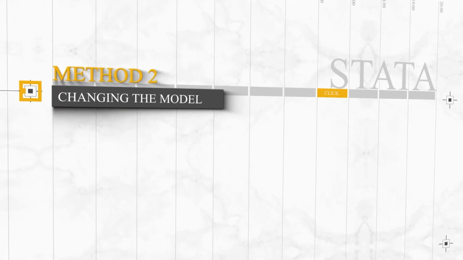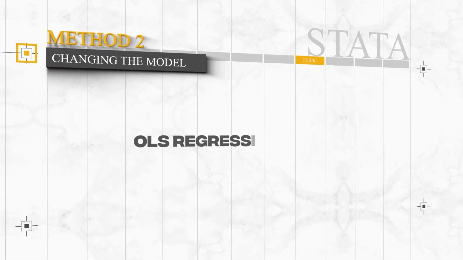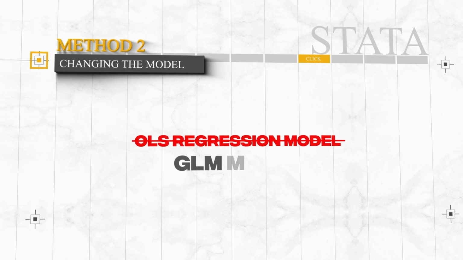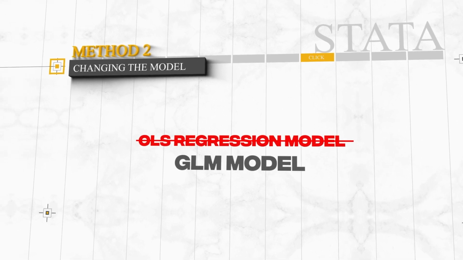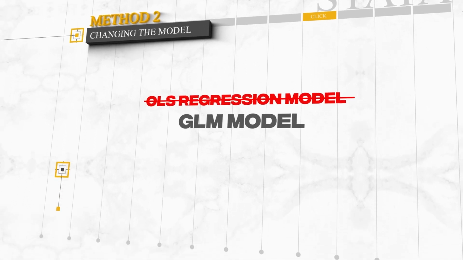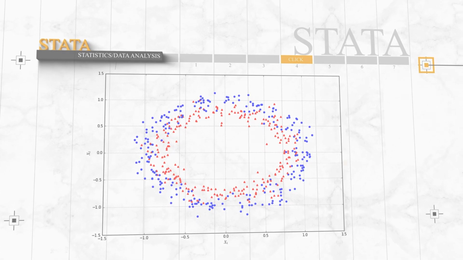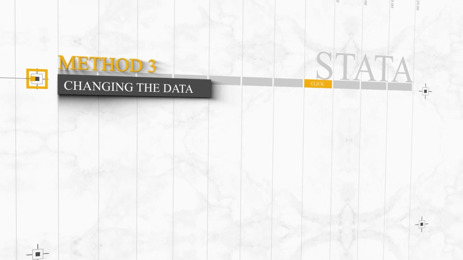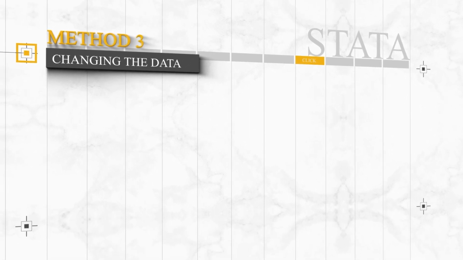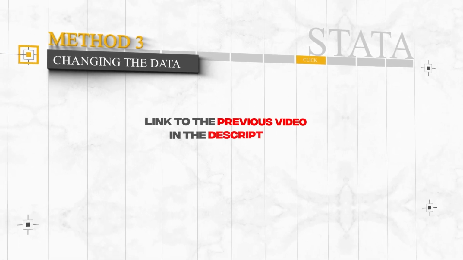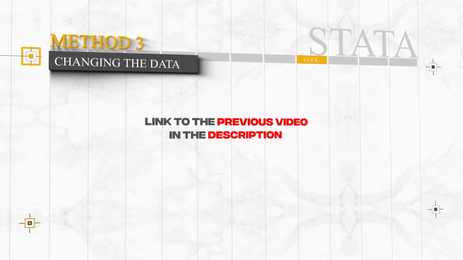Another method to bring the p-value below 0.05 is by changing the model. For example, we can experiment with GLM model instead of OLS regression when the dataset is nonlinear. The third method is to change the data. I will be continuing with the example dataset from the previous video. If you haven't yet seen it, then find the URL to the previous video in the description.